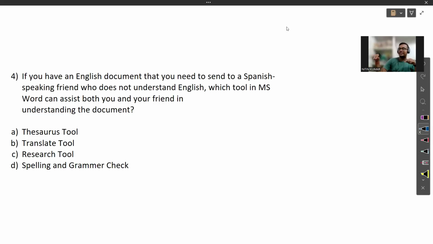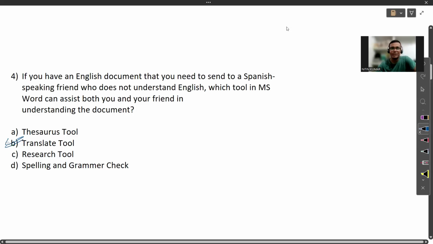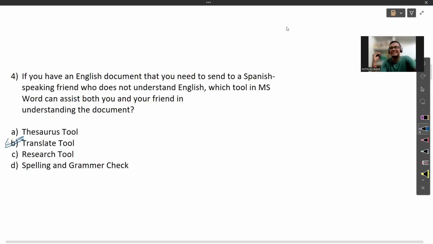And again, he will write something, and I will translate it into English. So what is the tool present in MS Word? That is what he is asking. The correct answer will be very simple for this. Even if someone wouldn't know about it, he could just guess, and it could be the translate tool.